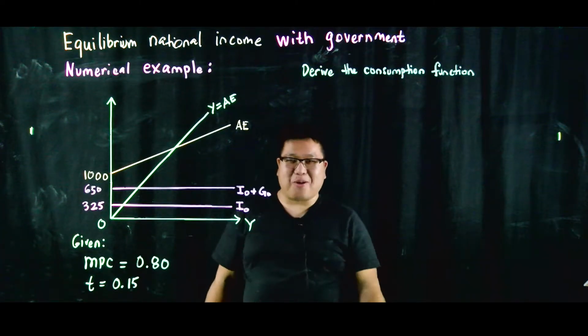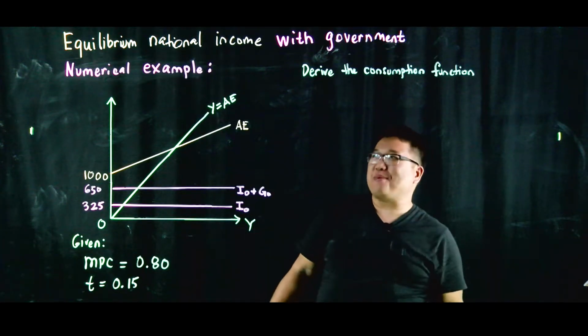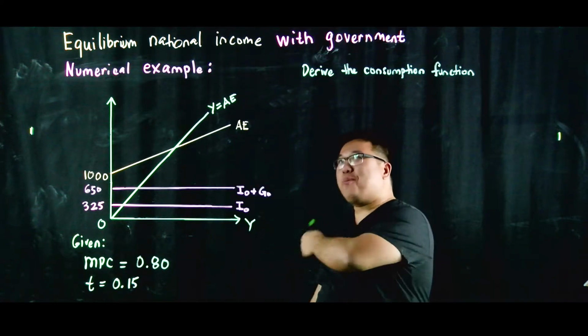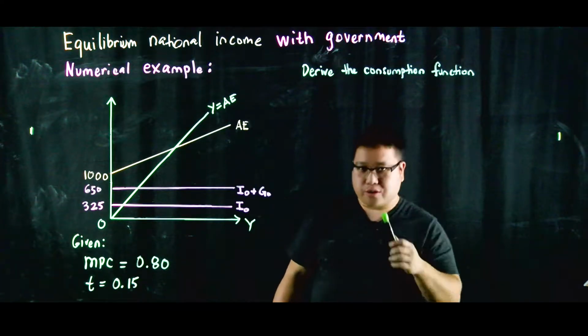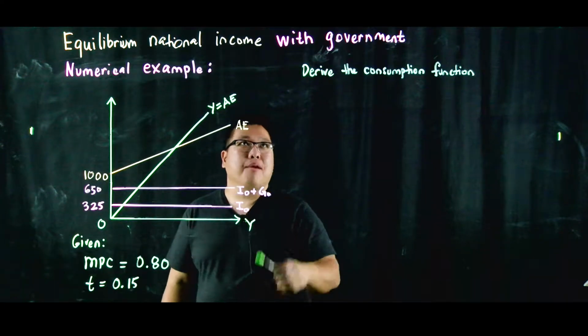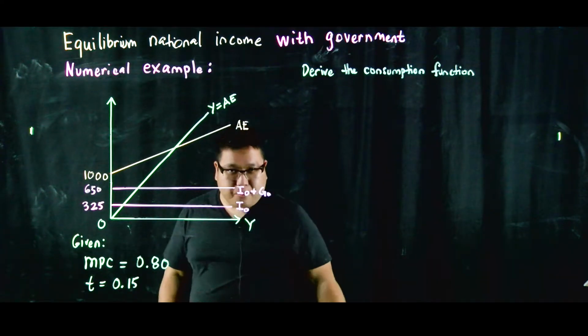Hi, my name is Dr. Michael Batu, and today we're going to work on a numerical example to solve for the equilibrium national income when we have government and taxes in the model.